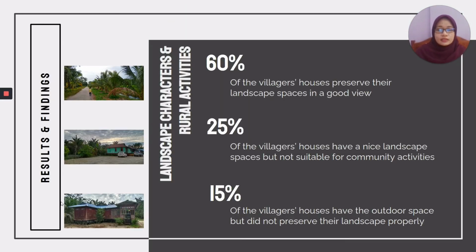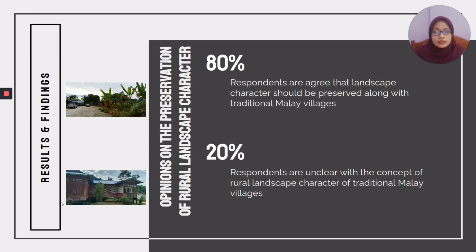For the results and findings, the data gathered on the landscape characters and rural activities show that 60% of the villages' houses preserve their landscape spaces in a good view, while 25% of the villages' houses have a nice landscape space but not suitable for community activities due to some reason. 15% of the villages' houses have the outdoor space but do not preserve their landscape properly. The next data gathered on opinions on the preservation of rural landscape character shows that 80% of the respondents agreed that landscape character should be preserved along with traditional Malay village as it is very important, while 20% of the respondents are unfamiliar with the concept of rural landscape character of traditional Malay village.